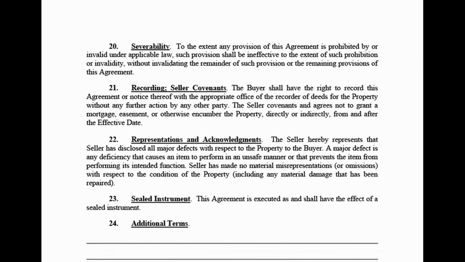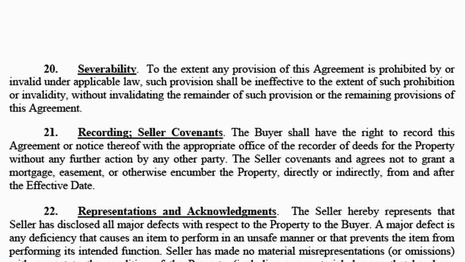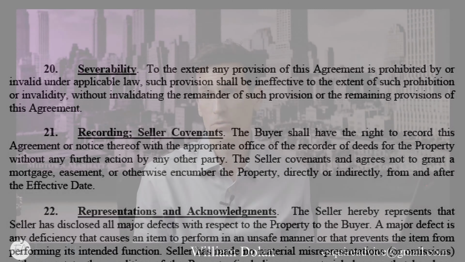Section 20, severability. This section says that if a court found one of these provisions not to be enforceable, they're not going to invalidate the entire agreement. They're just going to invalidate the provisions that the court doesn't like.